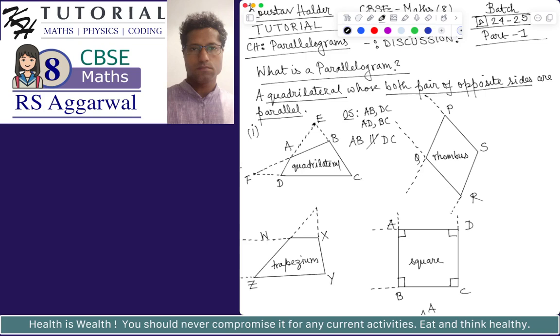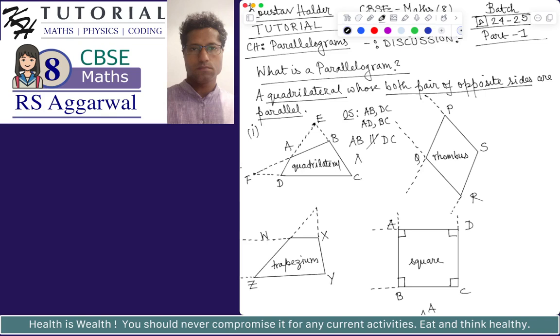So AB and DC, AB is not parallel to DC. Okay, fine. Now we need to check whether the other pair of sides AD and BC is parallel or not. Now we see that when the sides AD and BC are extended, they are meeting at the point E.